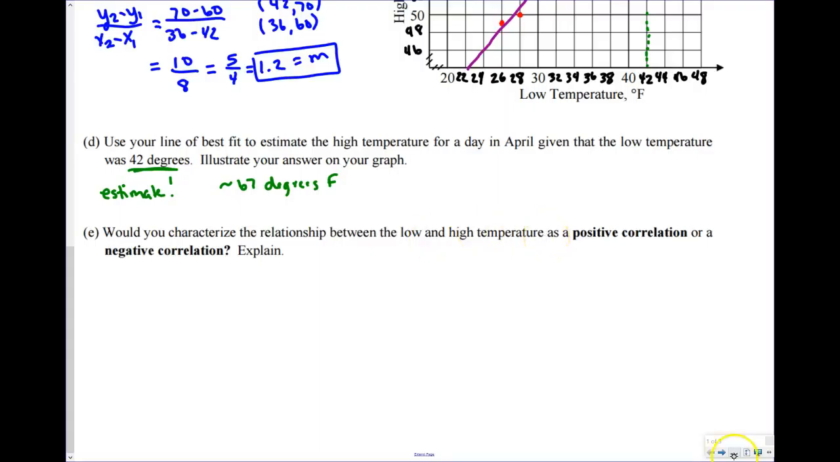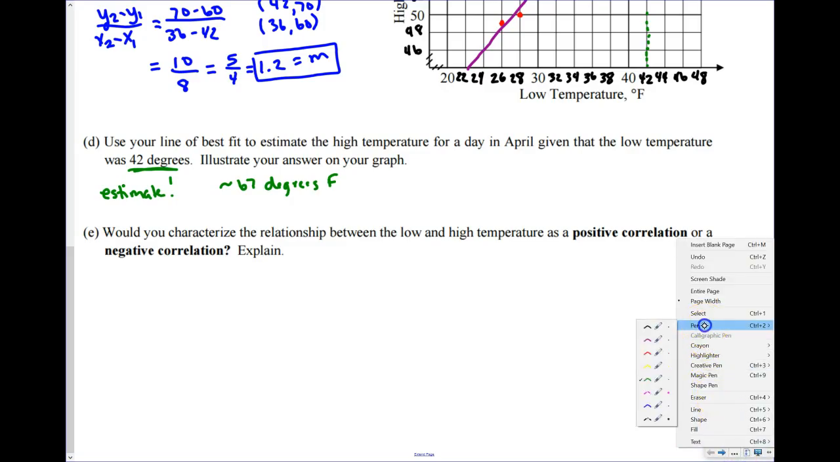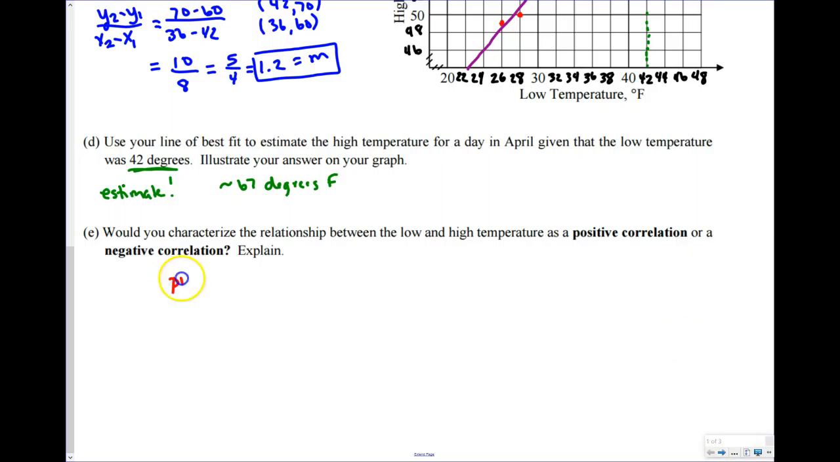Okay? So now letter E says, would you characterize the relationship between the low and high temperature as positive correlation or negative correlation? This is probably a phrase that you've not heard before, so let's define it right here. A positive correlation exists when the 2 variables move in the same direction.